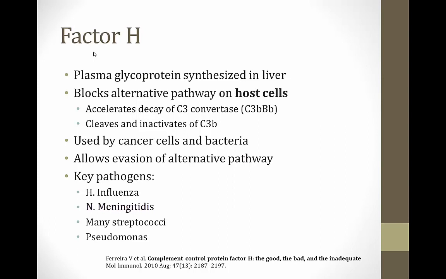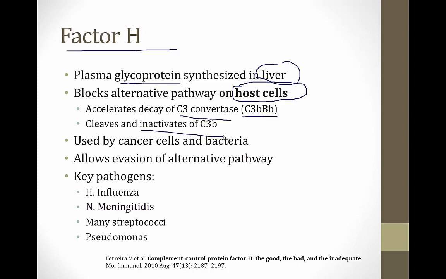But this doesn't happen, and one of the reasons is because of something called factor H. Factor H is a plasma glycoprotein that is synthesized in the liver, and it blocks the alternative pathway on our own host cells. Our cells have developed mechanisms to pull factor H from the plasma and use it to protect themselves against the alternative pathway. Factor H does a couple of things that protect our own cells. It can accelerate the decay of C3 convertase, that C3bBb I just told you about. In addition, factor H can cleave and inactivate surface-bound C3b.